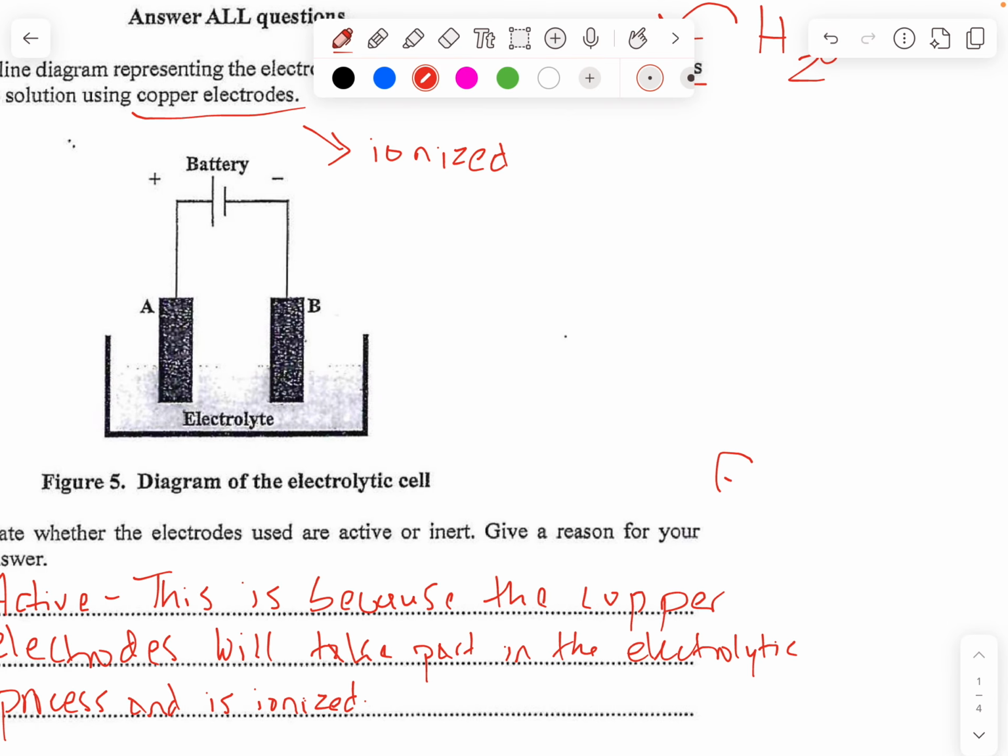Some other examples of active electrodes are, for example, iron. So Fe is another example of an active electrode. So you have iron, zinc, aluminum. Notice how they're metals, right? So your metals are really active electrodes. They get ionized, right? I should not say the word decompose. I'm going to say the correct term, ionized. They get ionized into their ions.